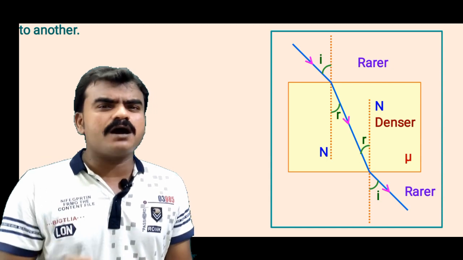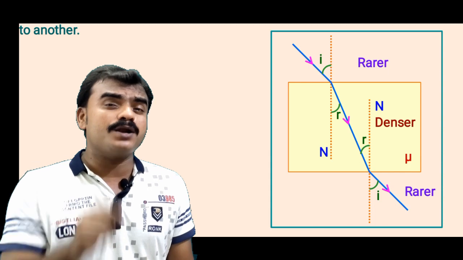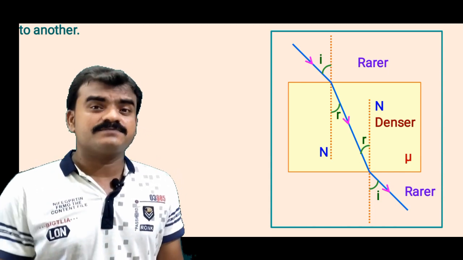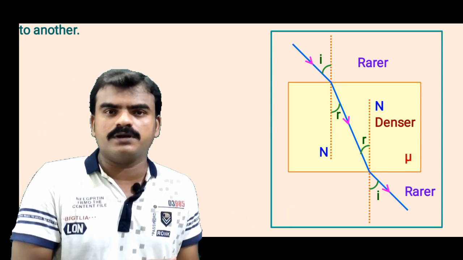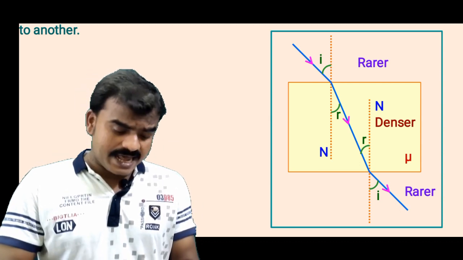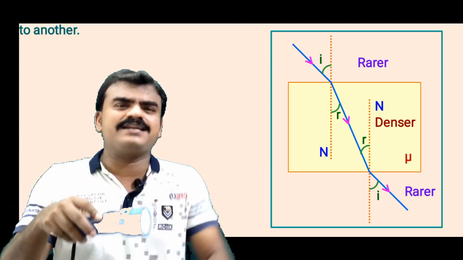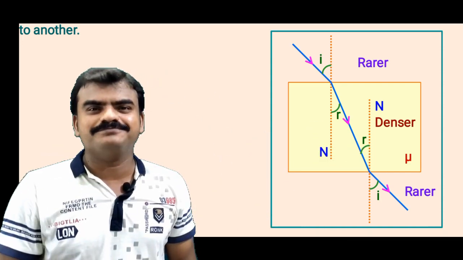This property is called refractive index. It is denoted by the symbol mu or small n. In case, just imagine only one medium, an air medium for example. If you pass the light within the medium, what will happen? The light will move in a straight line. It never bends because there is only one medium.